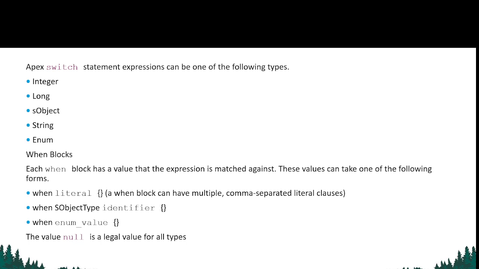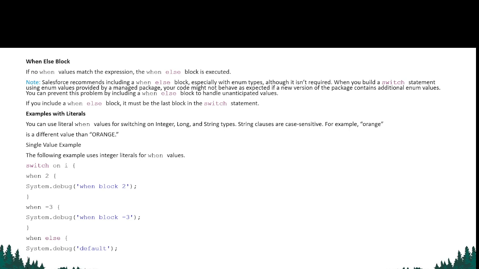The null value is a legal value for all the types that are supported with the Apex switch statement. Then we have the when else block. If no value matches the expression, then the when else block is executed. If you have a when else block, then it should always be the last block in the switch statement.